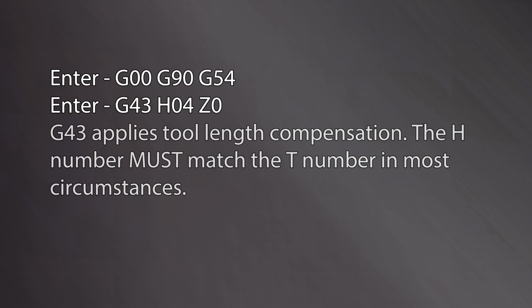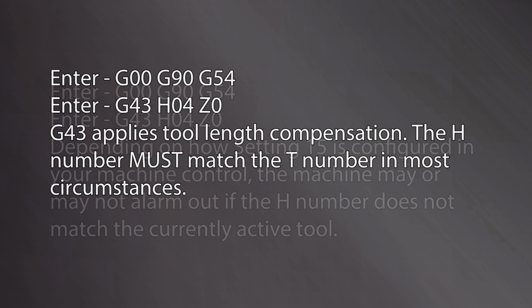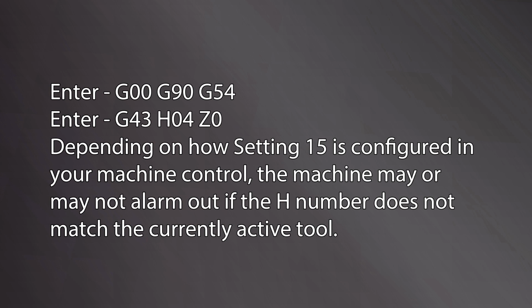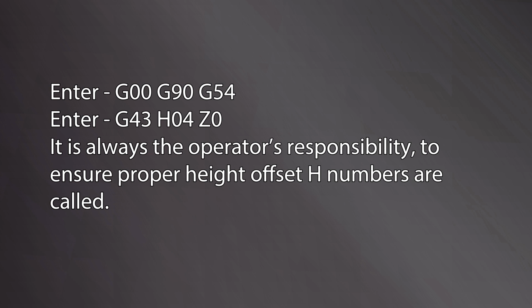The next line of code is G43, H04, Z0. G43 applies tool length compensation. The H number must match the T number in most circumstances. Depending on how setting 15 is configured in your machine control, the machine may or may not alarm out if the H number does not match the currently active tool. It is always the operator's responsibility to ensure proper height offset H numbers are called.